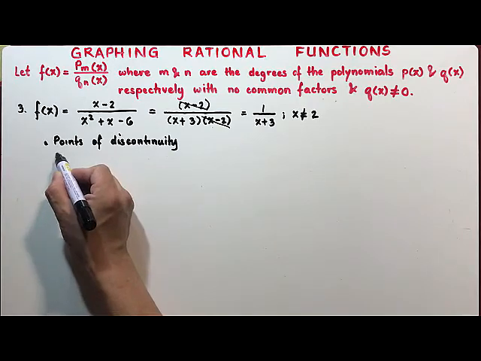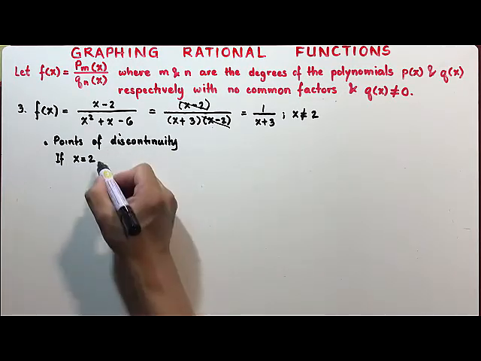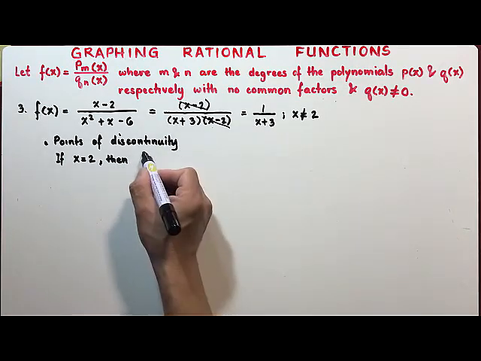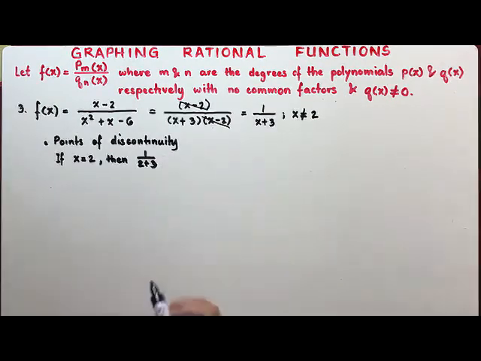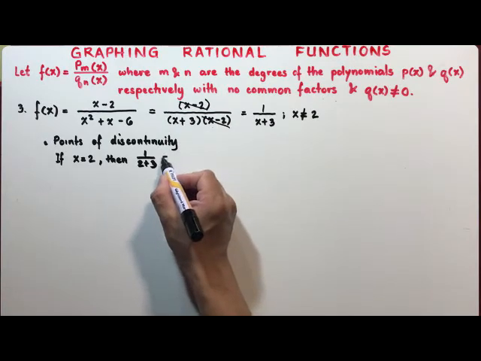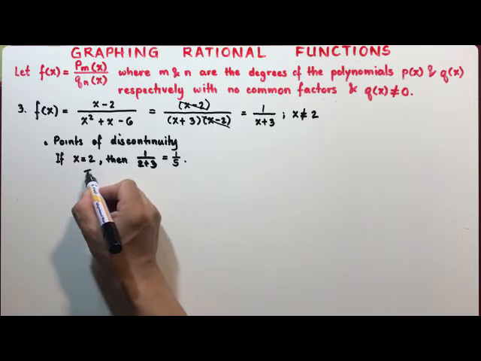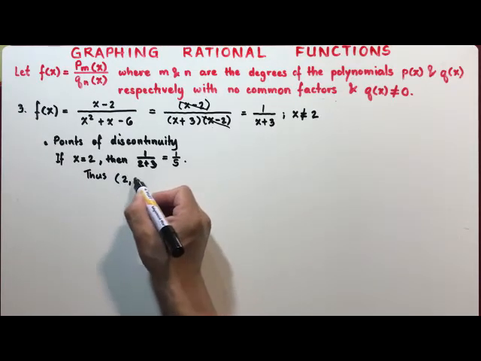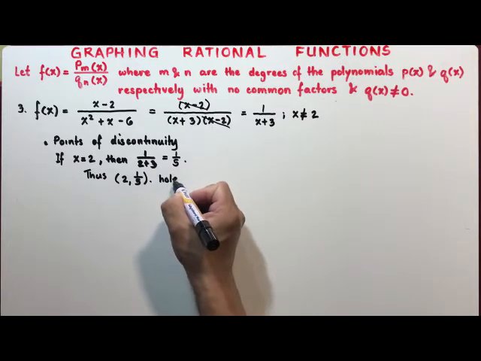So if x is equal to 2, and you substitute it here, that is 1 over 2 plus 3, which is equal to 1/5. Thus, the point is (2, 1/5). So this is our hole in the graph.